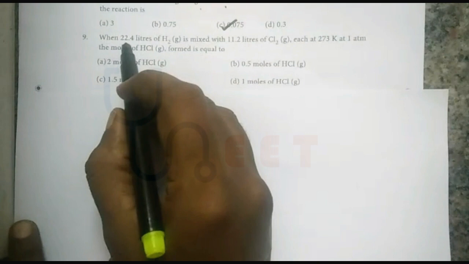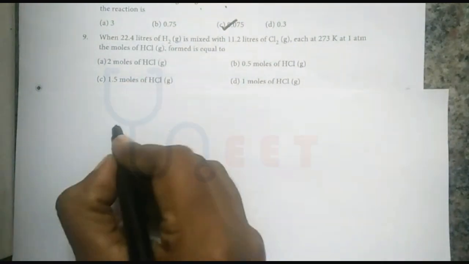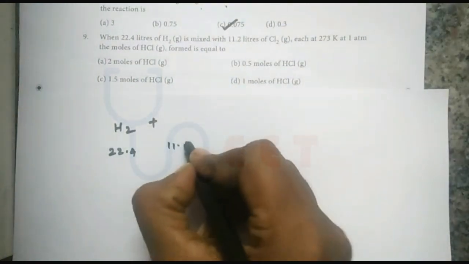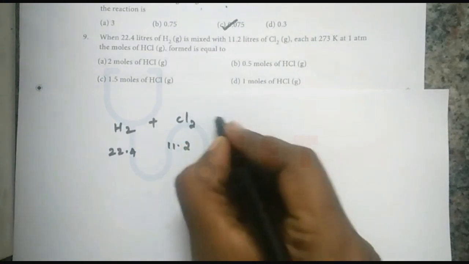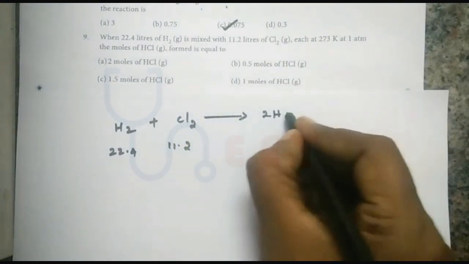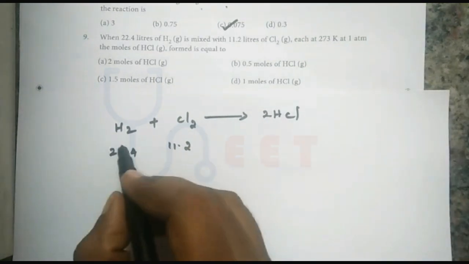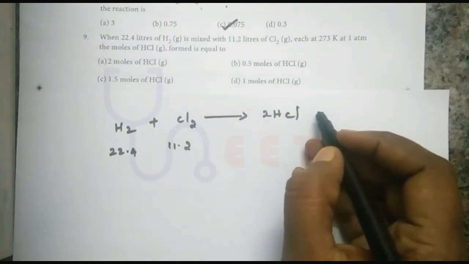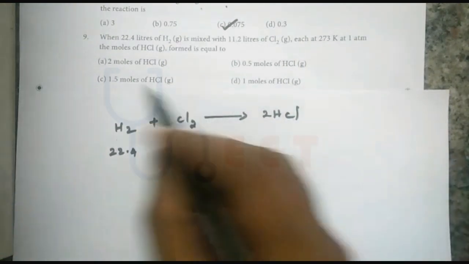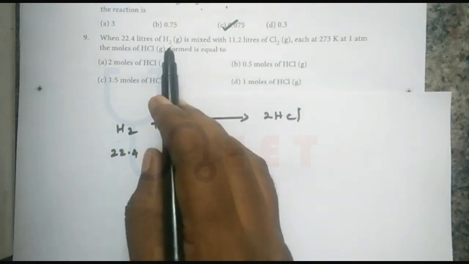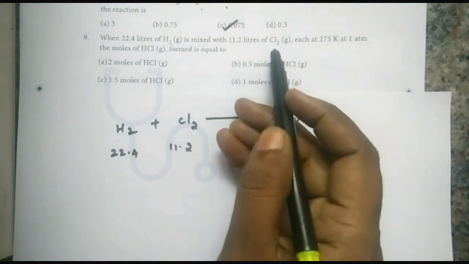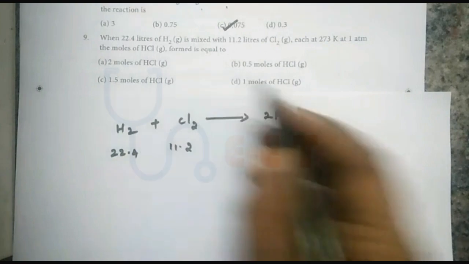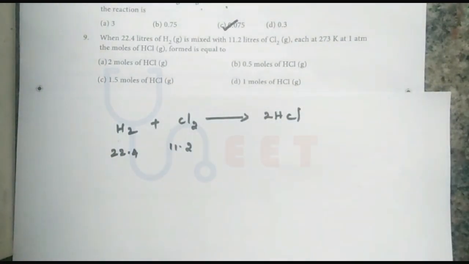When 22.4 liters of hydrogen is mixed with 11.2 liters of chlorine, it forms 2 moles of HCl. So 1 mole of hydrogen interacts with 1 mole of chlorine and forms 2 moles of hydrochloric acid. The question should be: when 22.4 liters of hydrogen is mixed with 11.2 liters of chlorine, each at 273 Kelvin and 1 atmospheric pressure, what are the moles of HCl? They are asking about the moles of HCl.